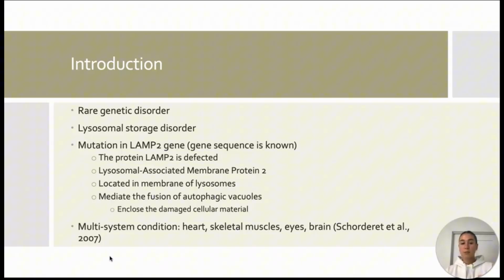So what that means is basically the LAMP2 protein is in charge of engulfing and getting rid of the damaged cellular material. So you can understand that we want the damaged cellular material to be out of our bodies, and if there is an issue in this, or a mutation in this specific gene and protein, that means that the cellular material that's damaged isn't leaving our bodies, and that creates a multitude of issues.